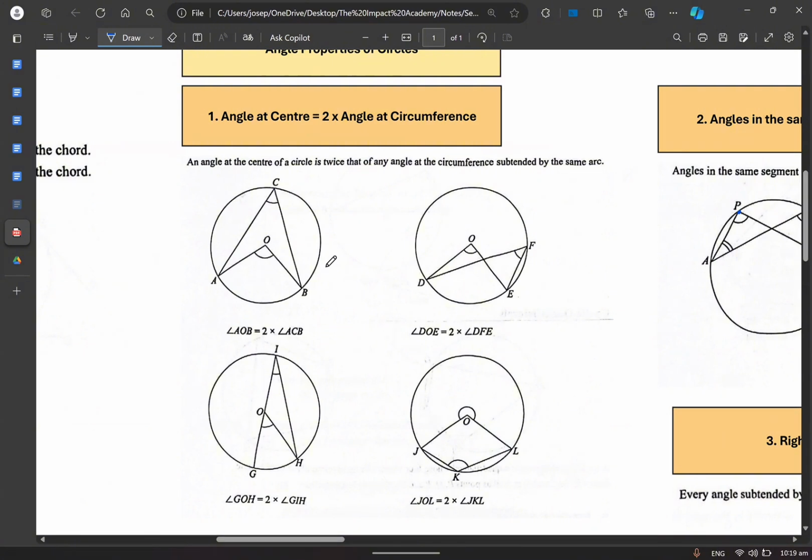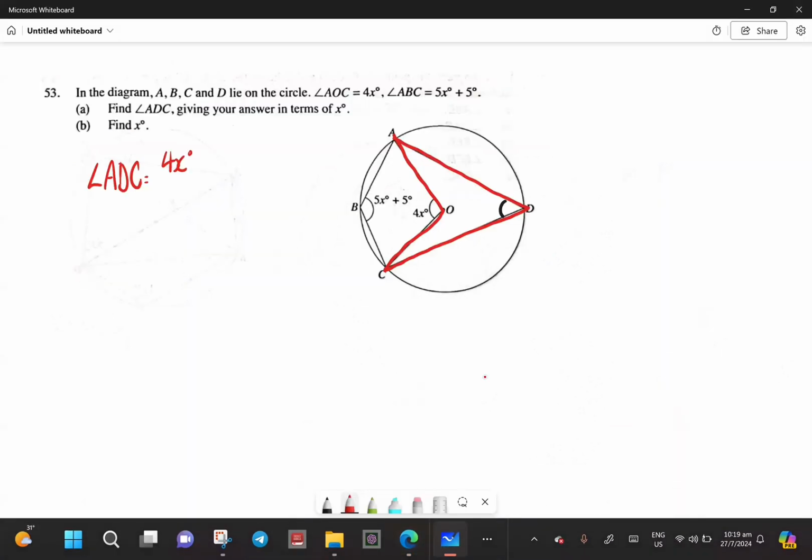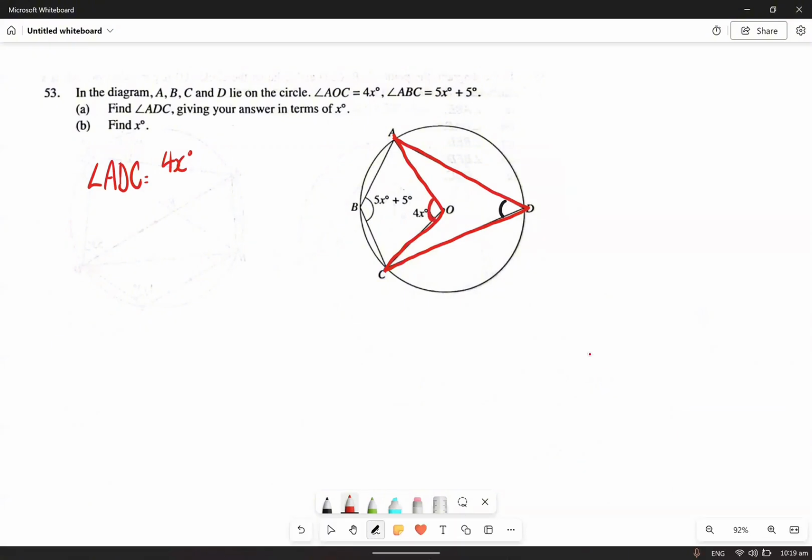Listen, the one at the center is double of this one. If this is 50, this is 25. If this is 140, this is 70. Make sense? So use the same idea. If this is 4x, this has to be 2x. So 4x degrees divided by 2 gives me 2x. So you must write down: angle at center is 2 times what? At circumference. Can you understand? All right, so that's 2x. Easy? Okay, so then after that, we want to move on to the next one.